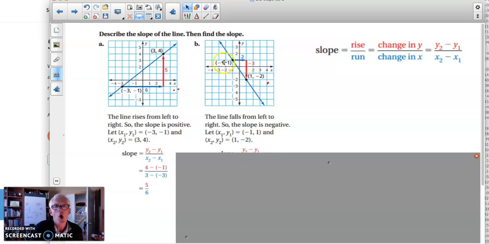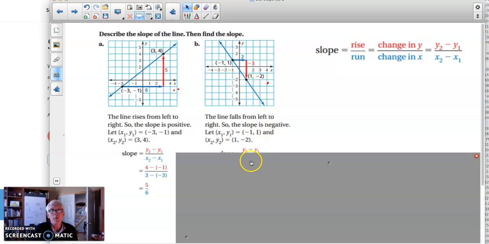Here are our two ordered pairs, negative 1, 1 and 1, negative 2. Instead of rise over run, you can use the change in the y values, 1 and negative 2 in this case, divided by the change in the x values, negative 1 and 1. And this is a perfect example right here. Before you even start, look at the line. The line's falling from left to right. It's decreasing, so you're going to end up with a negative slope. So make sure that your negatives correspond to that when you get done.